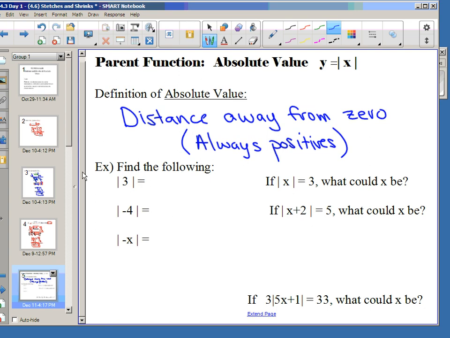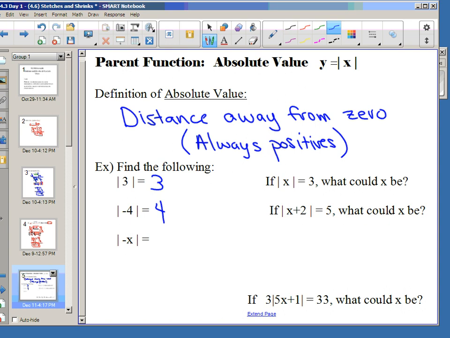So just going to some of these examples here. When we're trying to find the absolute value of 3, how far away from 0 are we? Well, we're 3 units away from 0. If we want to find the absolute value of -4, we're thinking how far is -4 from 0? Well, it's 4 units away. So the absolute value of -4 is +4.